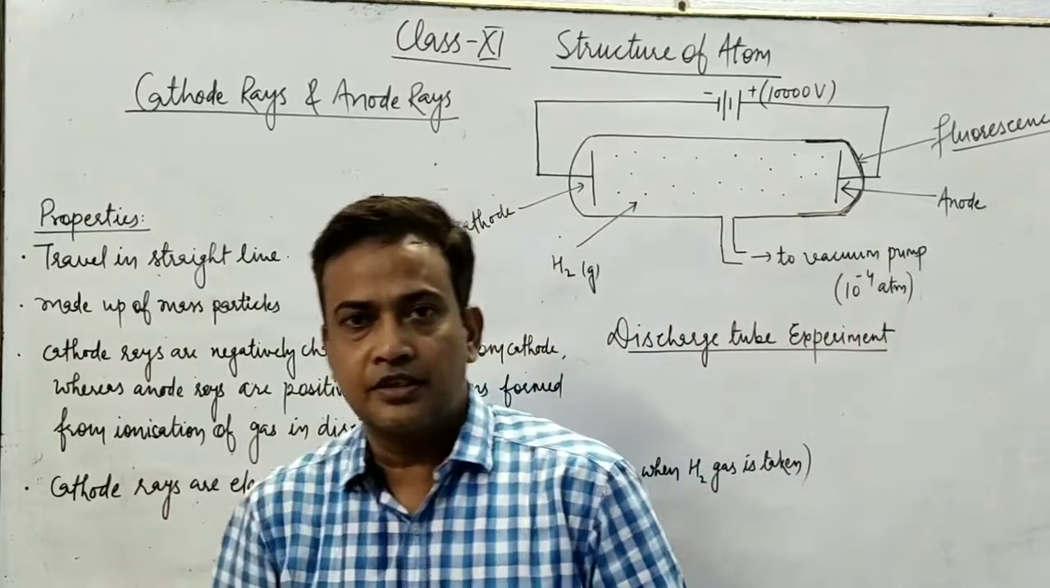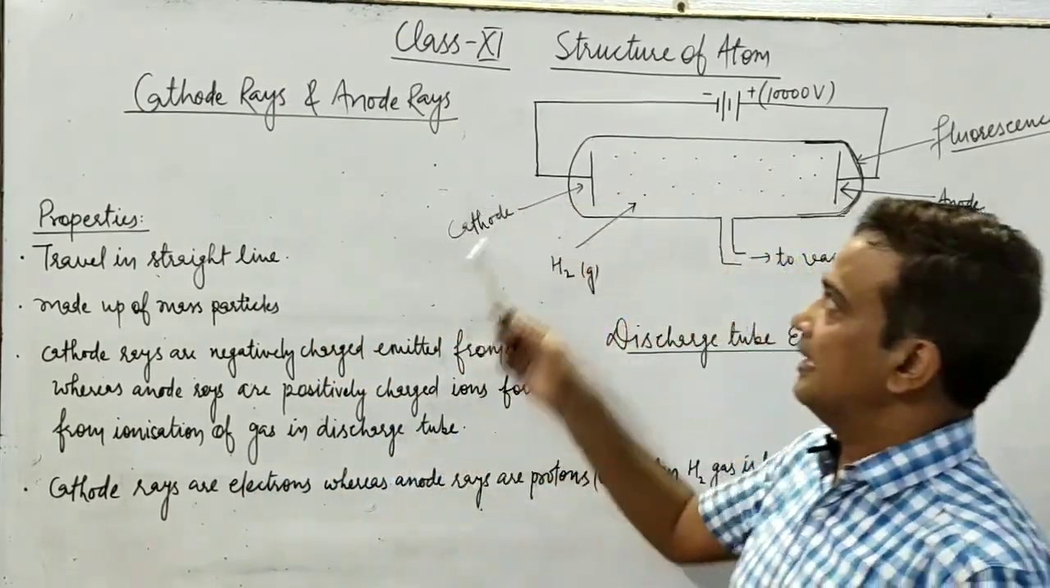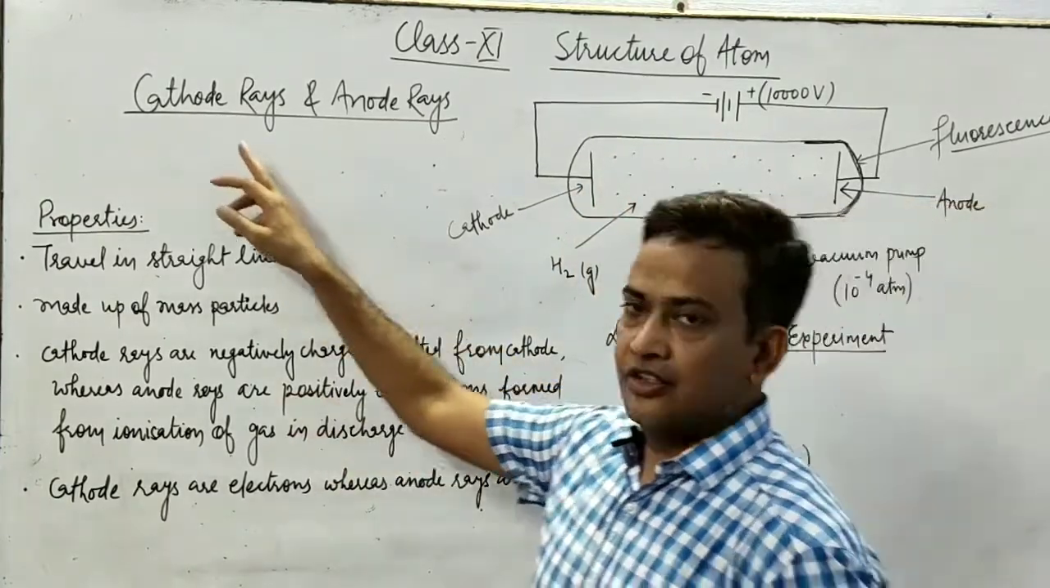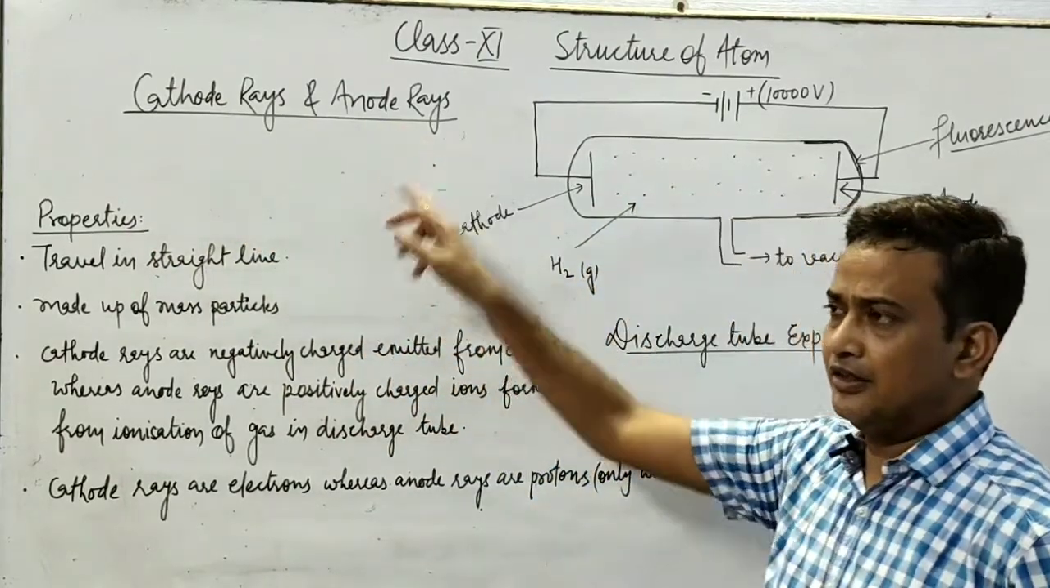Hello students, today we have to study the next topic of our second chapter, structure of atom. That is regarding cathode rays and anode rays.